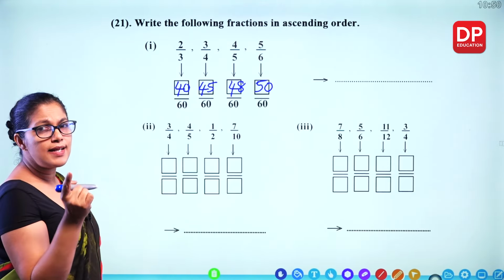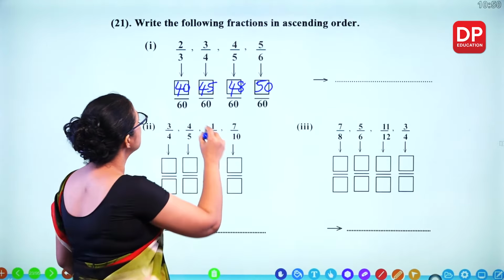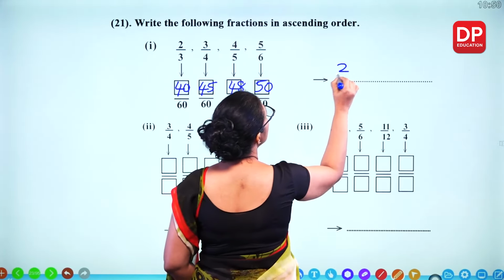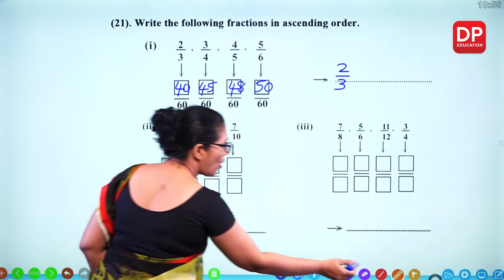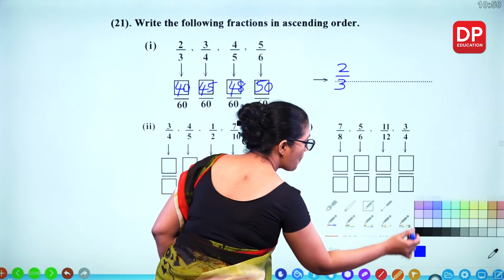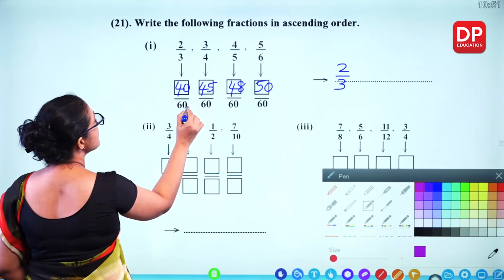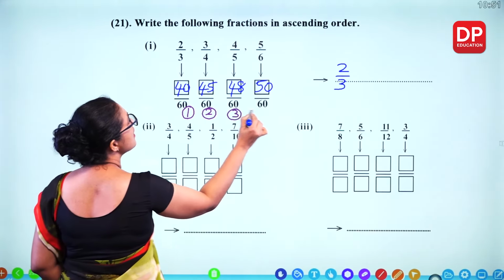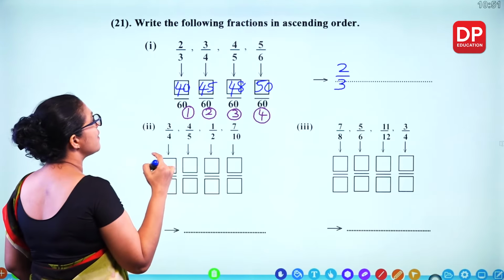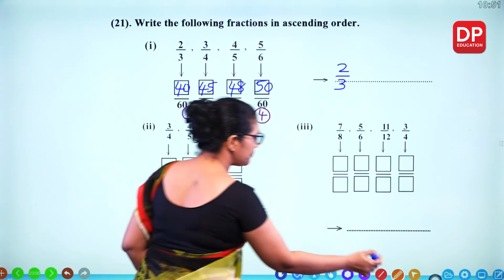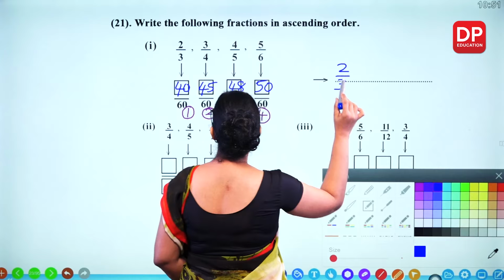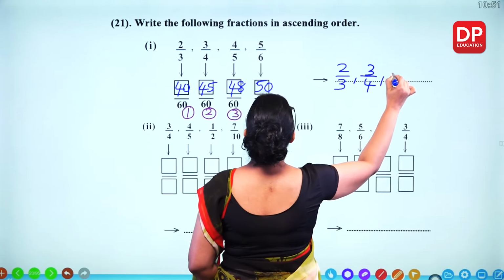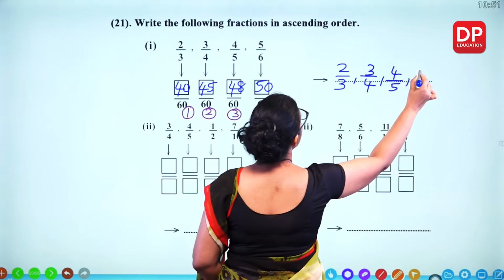So write in ascending order. The smallest becomes 40. So 40 over 60 means 2/3. So I'll write the order. Put 1, 2, 3. Smallest is 1. This is 2. This is 3. And this is 4. So I can write in order 2/3, 3/4, 4/5, and 5/6.